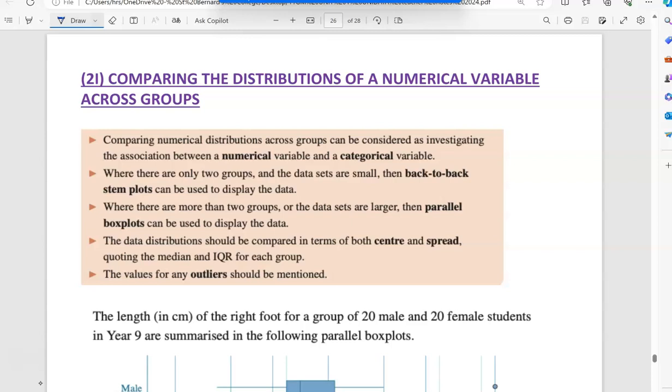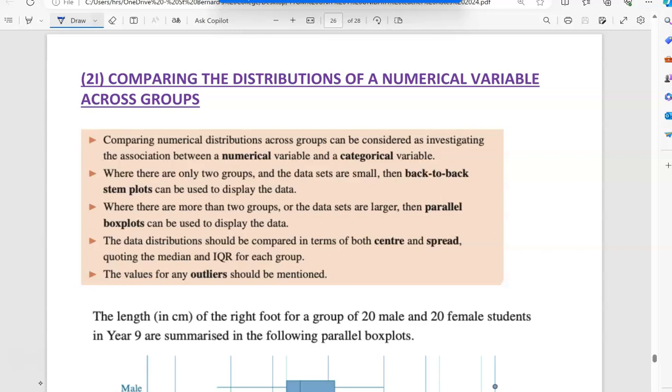Another example could be class results. Say I could get two classes' results of the same test, and then I'll compare across them. So we're going to be comparing. It's still univariate because it's not coming from the same source. It's two groups of the same data, the same type of data.